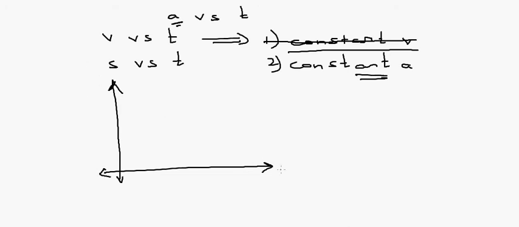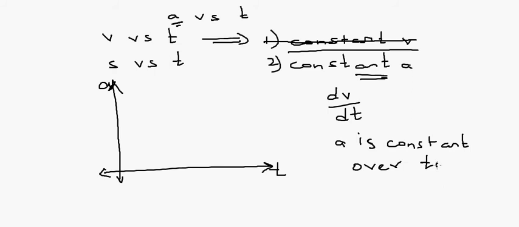So let's just draw two axes. First one, this axis is time axis, this is acceleration. Now, if the acceleration is constant, that means that the rate of change of velocity, that is dv by dt, is constant. So acceleration is constant over time, right? Because this rate is measured over time. It's a differential with respect to time, right? So acceleration is constant over time.